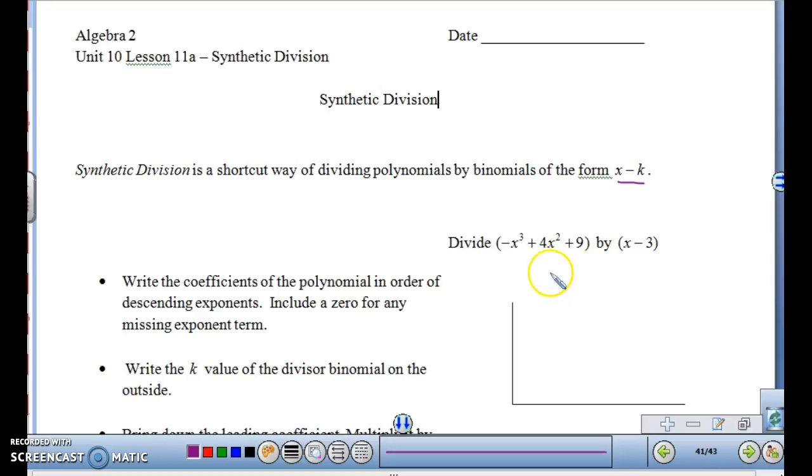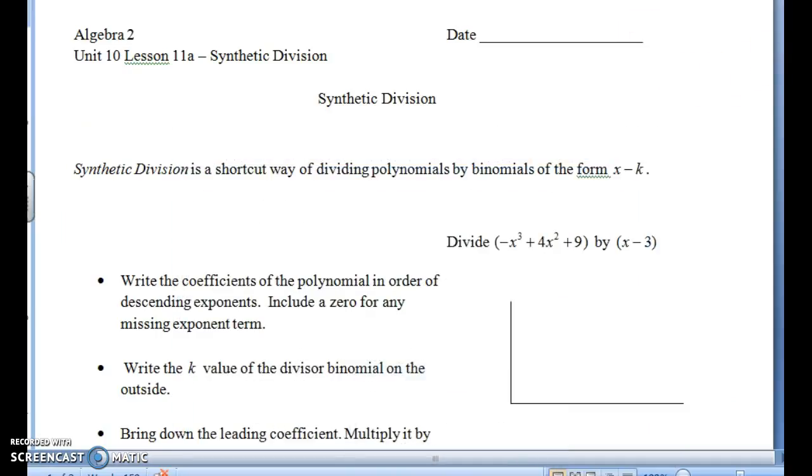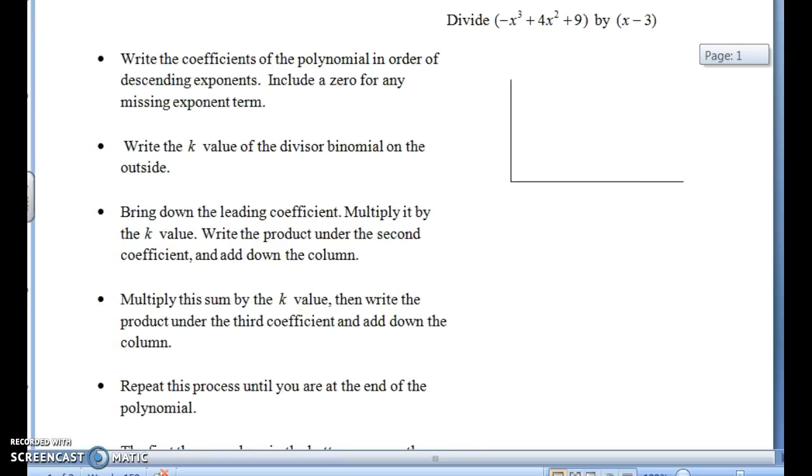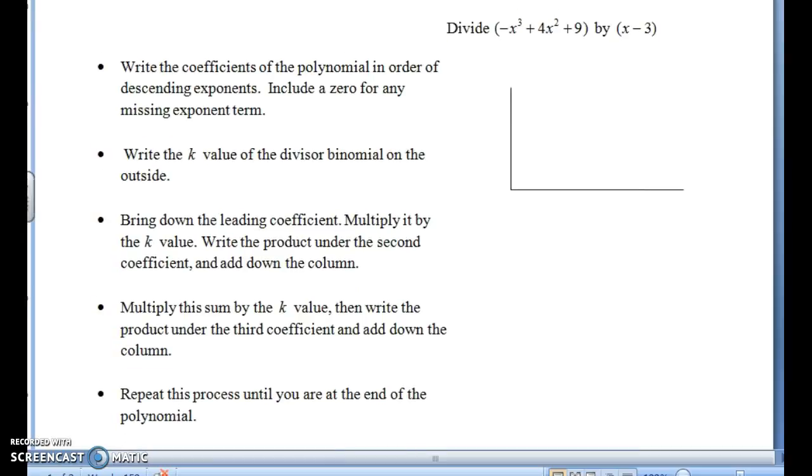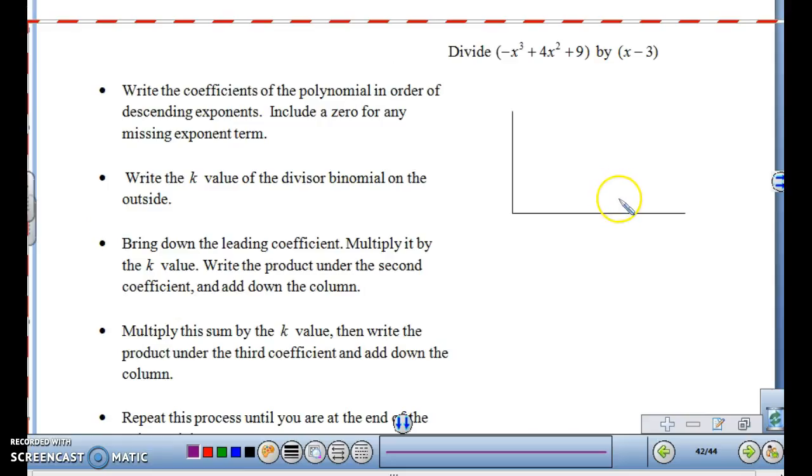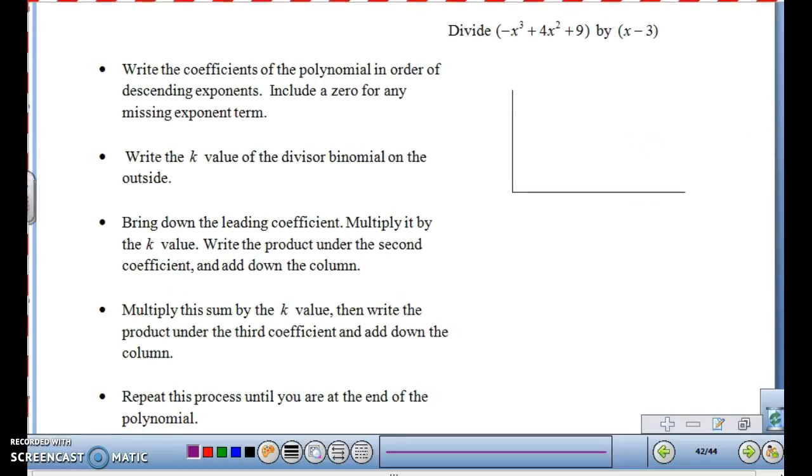It can be used instead of long division, but it depends on how the question is asked. If you're asked to use long division, you have to, but if not, you could use this way. So let's try out the process. If I want to divide negative x cubed plus 4x squared plus 9 by x minus 3, what you're going to be dealing with is just the coefficients of the polynomial.